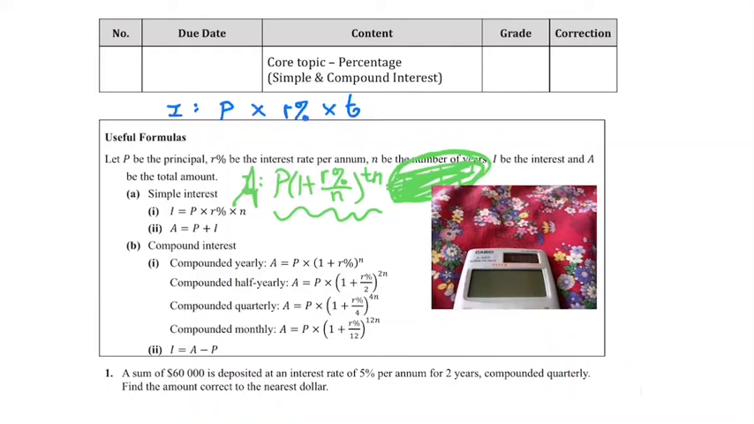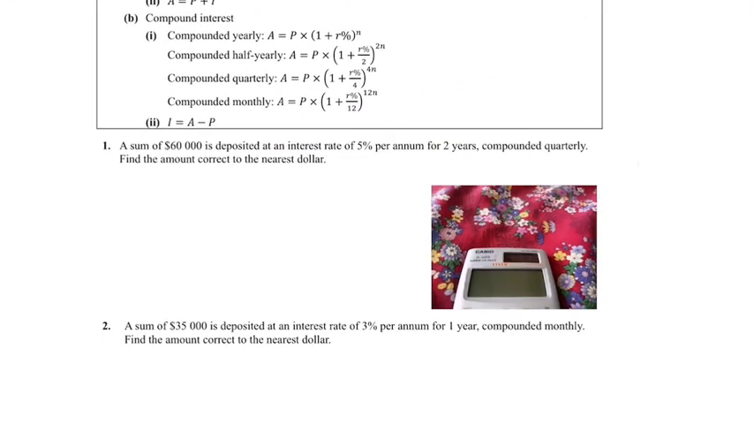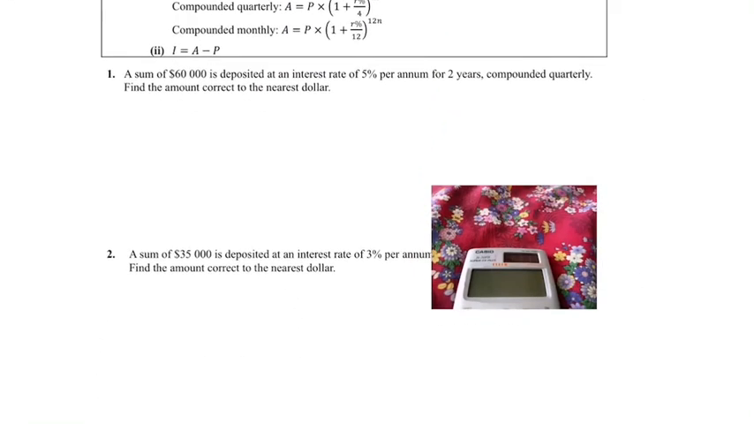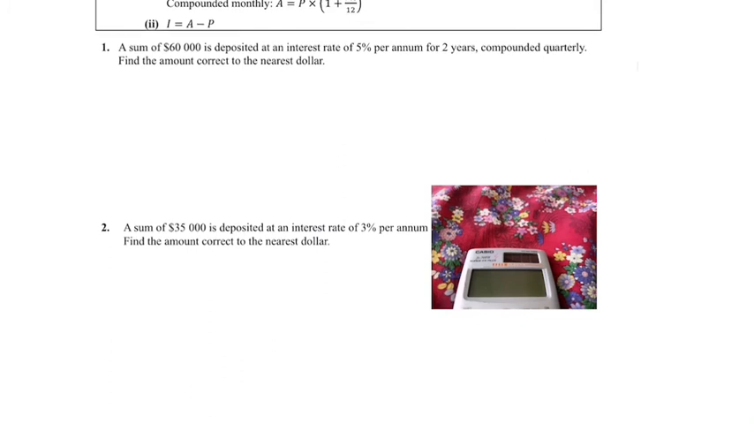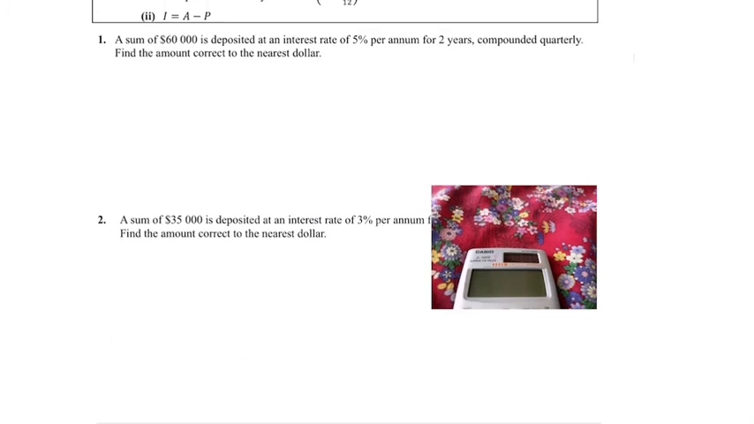Then let's try doing some of the questions to see if you really get it. Just remember these two formulas. Please write them in your notebook or anywhere. It's very useful actually. I hope you can see the questions clearly. Number 1. There is a sum of 60,000 deposited.